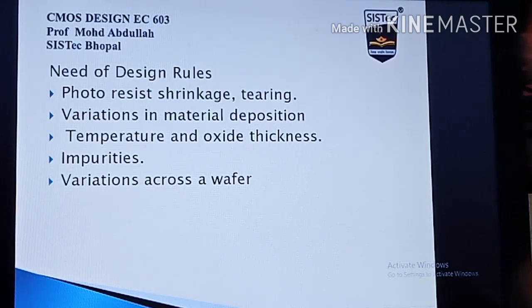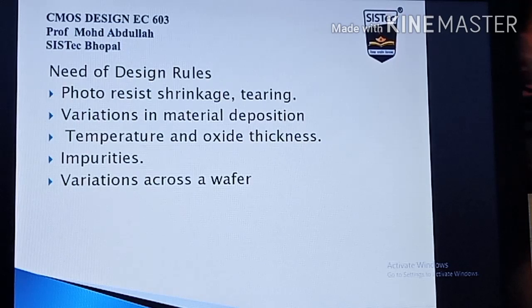The factors are the photoresist shrinkage and the tearing. Now, photoresist means that on the oxidation layer, we are providing a cream for the ionization of the oxide surface. If there is a change in the thickness of the photoresist, then the ionization area can increase, which can lead to loss of power dissipation from the circuit.